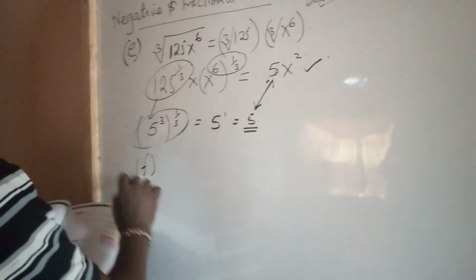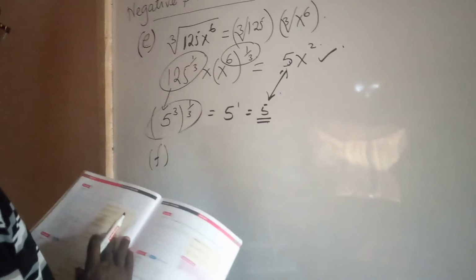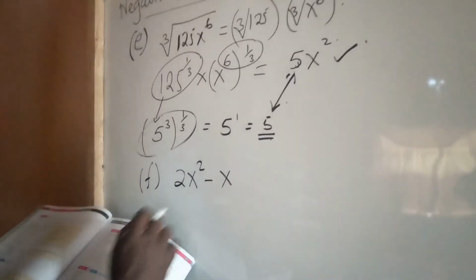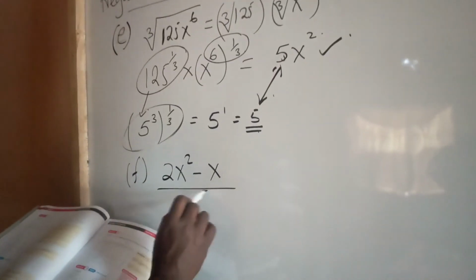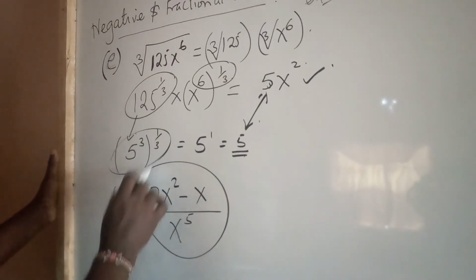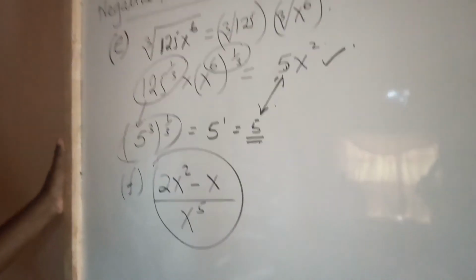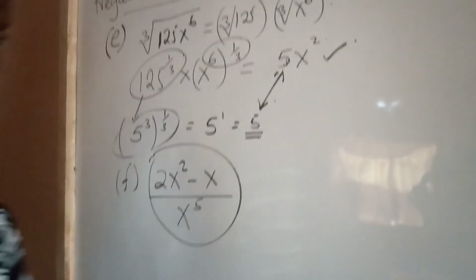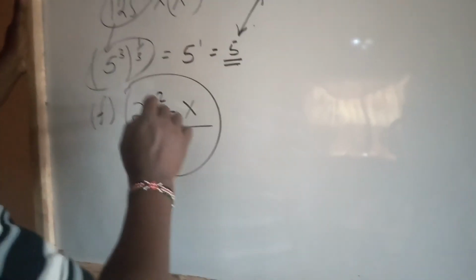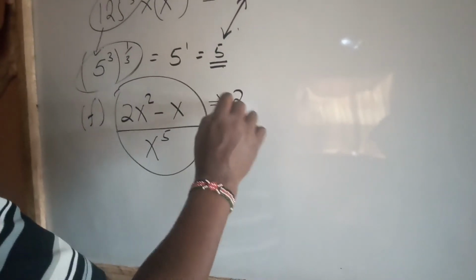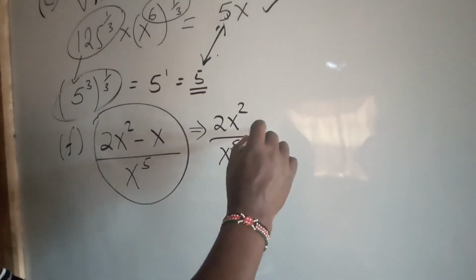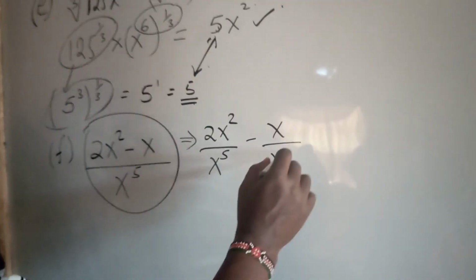What about part F? Part F of the same: 2x squared minus x all over x raised to power 5. If you look at this setup, you can see that we have 2 terms in the numerator and 1 term in the denominator. You must be advised that the denominator affects each and every term up there. So if we rewrite this, we may have 2x squared over x raised to power 5 minus x over x raised to power 5.